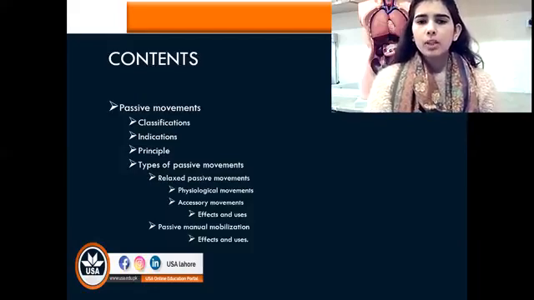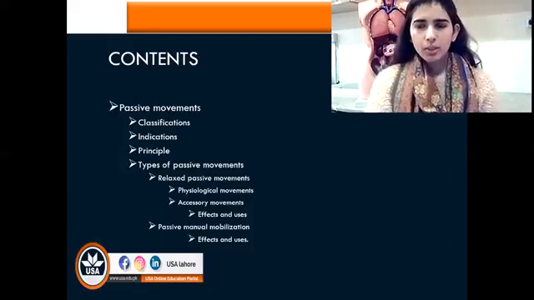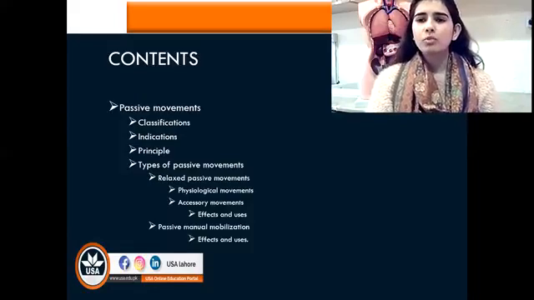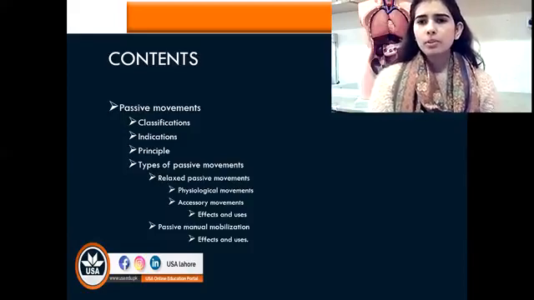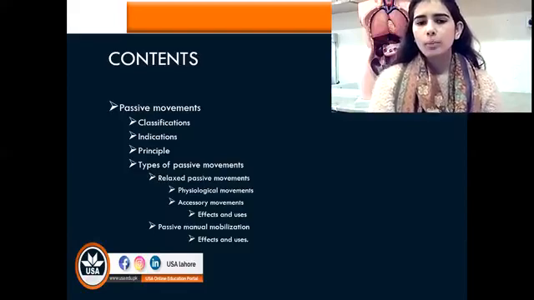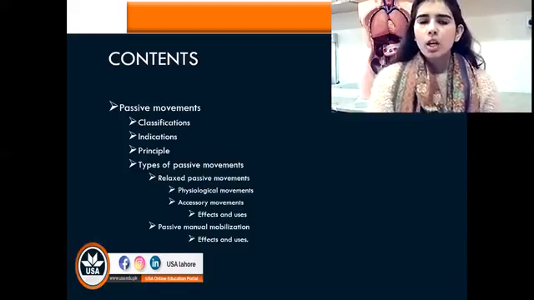Then we will see what are the indications of the passive movement, that is, what are the conditions where passive movements are required in therapy. And we will see some principles of performing the passive movements, that is, how the passive movements should be performed. Then there are some types of the passive movement.